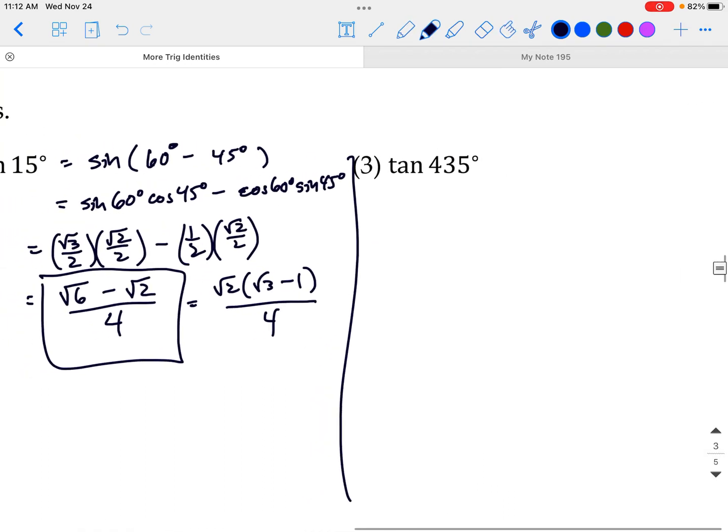And then finally, we've got tangent of 435. A larger angle measure, so maybe a little bit trickier to figure out what two angles we want to use here. So maybe take a moment and see what you come up with.